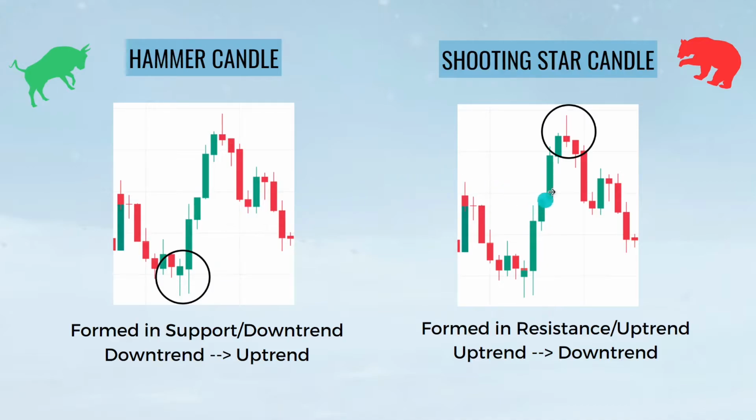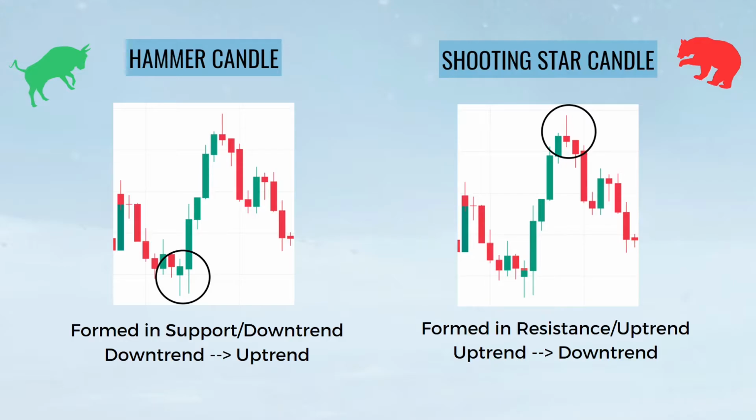And here is the shooting star candle, exactly opposite to the hammer candle. So for a market which is in an uptrend and this is the resistance area where this shooting star candle is formed, what happens after this is the market went down. So this is how we should identify whether the market is going up or going down. I hope you are clear with this hammer candle and shooting star candle.